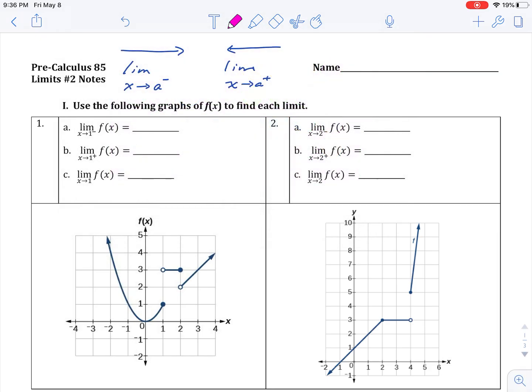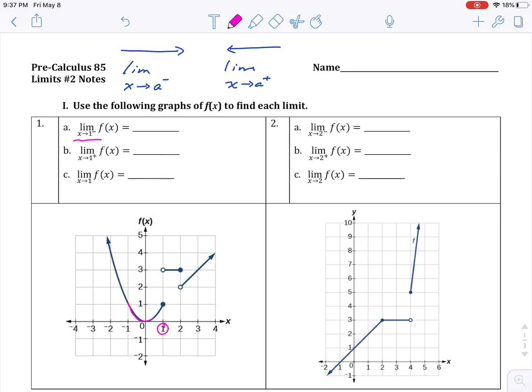Okay. The second part is the idea that the limit exists only if those two values are the same. All right. So let's just dive in. We'll look at a couple examples and you'll be able to figure this out. All right, so we want to figure out the limit of f of x as x approaches 1 from the negative side. All right, so here is 1.